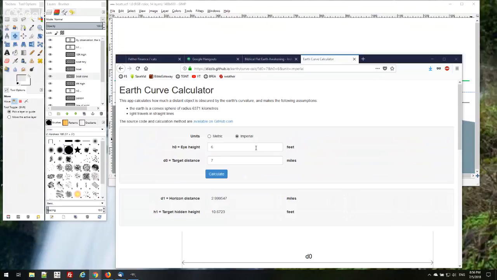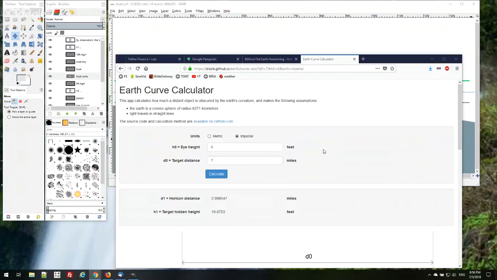A 6-foot eye height is very common for a person standing and looking out to the horizon. And I gave it a target distance of 7 miles, because when I pushed calculate it came out with a hidden amount of 10 feet, enough that you could see it at some reasonable distance. Because if it's just inches, it doesn't matter. I mean, you can quibble about whether it should be seen or not.